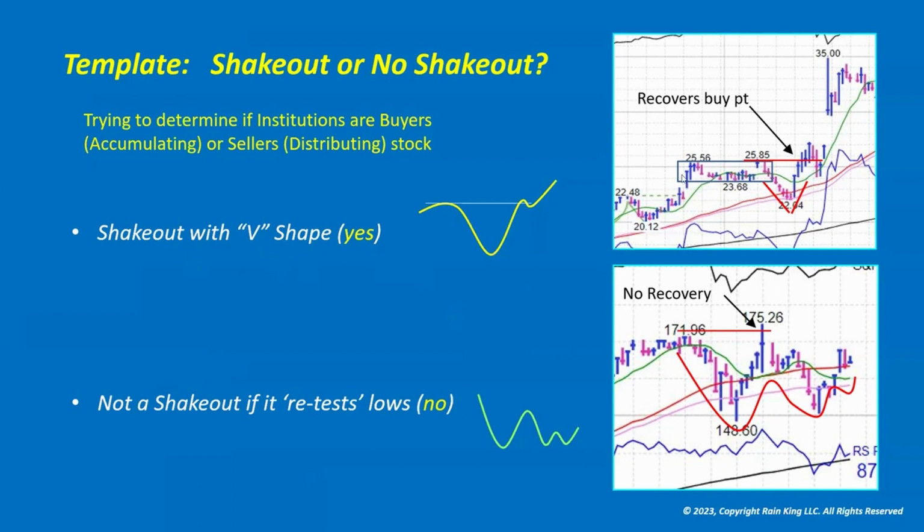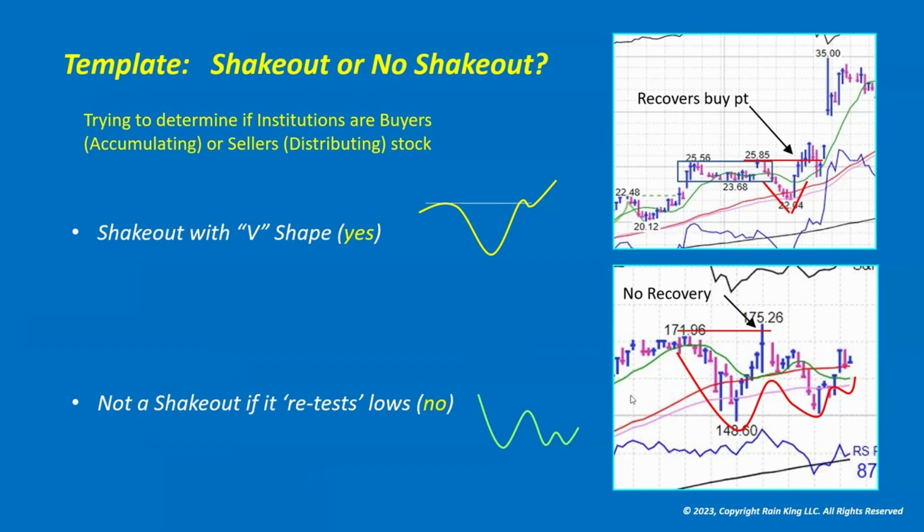So here's an example of a stock that was moving sideways. Here's the shakeout, comes down sharply, breaks the red line, which is the 50-day moving average, and you can see it immediately comes back strong and recovers the original buy point. That's a shakeout. That's the V action that we like to see, and the fact that it kept moving higher confirms that it was a shakeout.